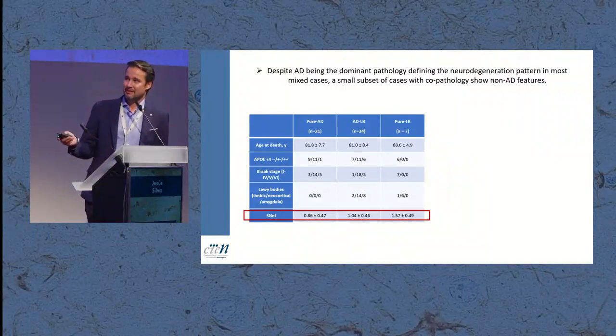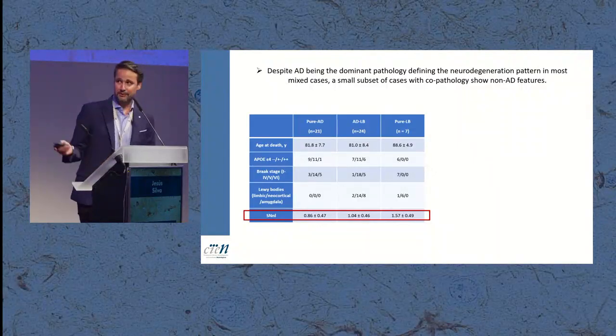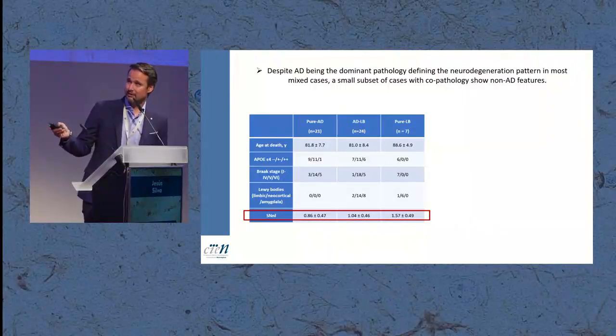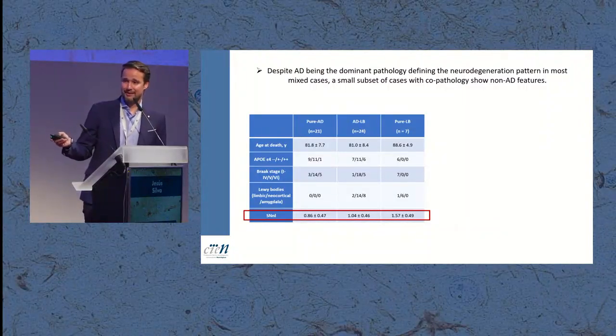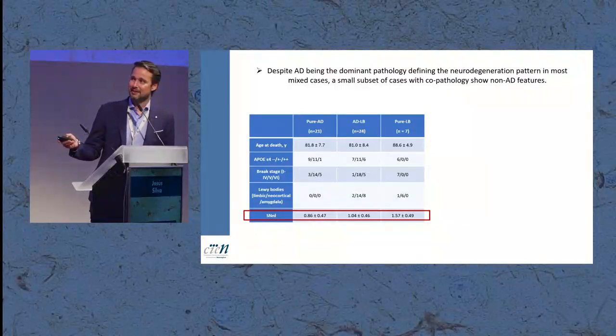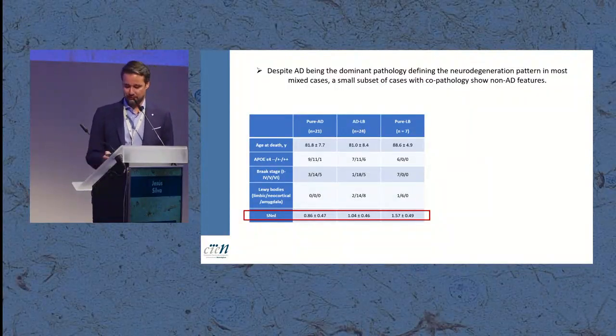And we can see very low neuronal loss in the substantia nigra in pure AD cases, and very high in the pure Lewy body cases. And if we focus on the co-pathological group, we can see that it's somewhere in the middle, nothing very significant, but you can see that the value is sort of in the middle.